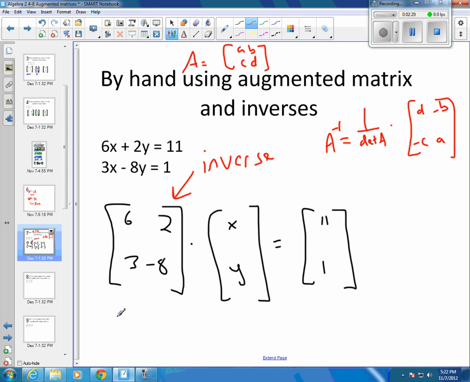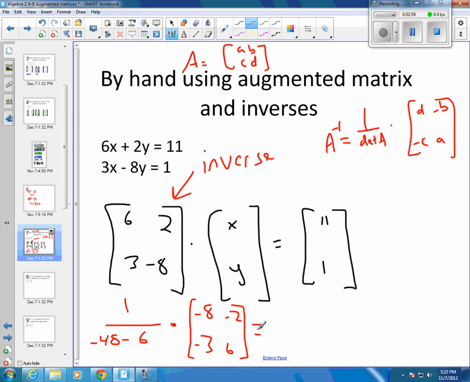So moving that down, so that's going to be 1 over the determinant. 6 times -8 is a -48, minus 3 times 2, which is a 6, times. And then we're going to take our 6 and our 8, we're going to flip them. So that's going to be a -8 up here and a +6 down here. And then you're going to take the 2 and make it a -2, and the 3 and make it a -3.